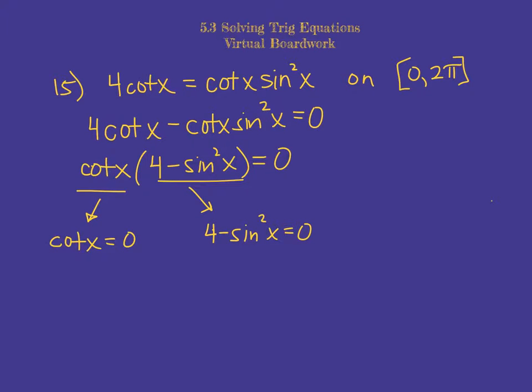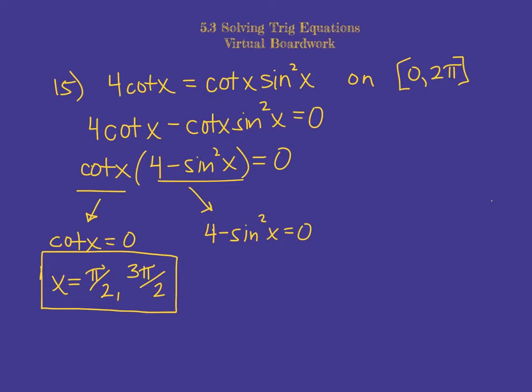Okay, this one doesn't necessarily need solving. We're done with the algebraic part. This one does need solving. We'll get there. Let's figure out where the cotangent is 0. So on your unit circle, remember cotangent is x over y, so it's cosine over sine. So we want to know where our x is 0. Our x is 0 at pi over 2 and 3 pi over 2. So that's where the cotangent is 0 on our unit circle. So these are definitely two answers that we're going to have.